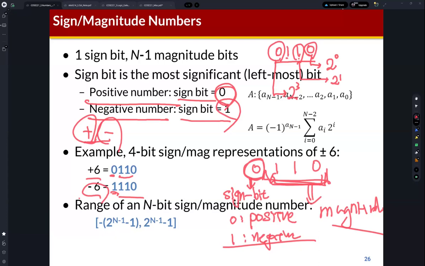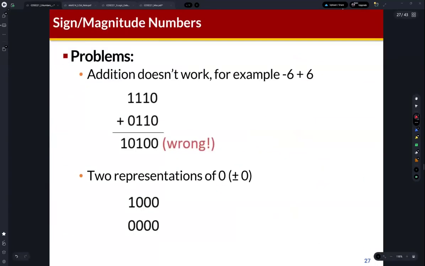And this is similar to our real number system, right? Like plus 6 and minus 6. This number represents the magnitude in the real number system, and we just add the sign, right? So I believe you can easily understand the sign and magnitude number system, because this system is actually the same as our normal number system. But what's the problem?